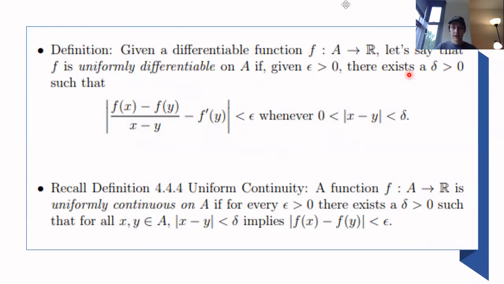Given a differentiable function f from A to the real numbers, let's say that f is uniformly differentiable on A if, given any epsilon challenge, there exists a delta greater than 0 such that 0 < |x - y| < delta implies this inequality: |(f(x) - f(y))/(x - y) - f'(y)| < epsilon.